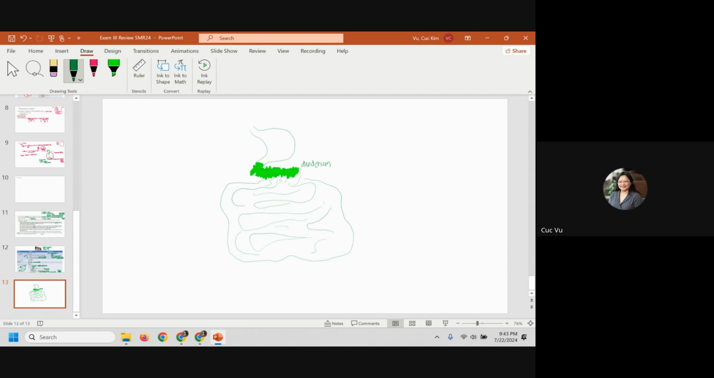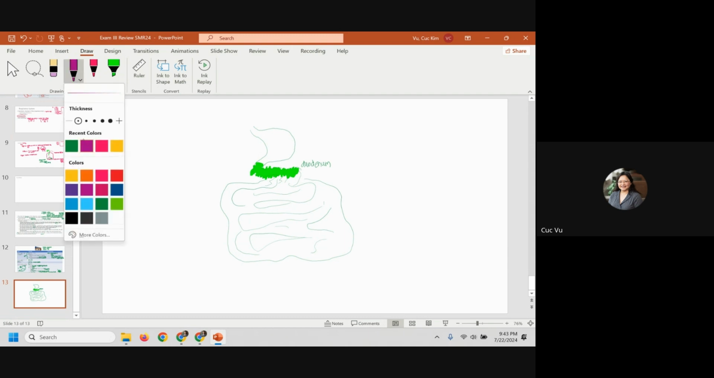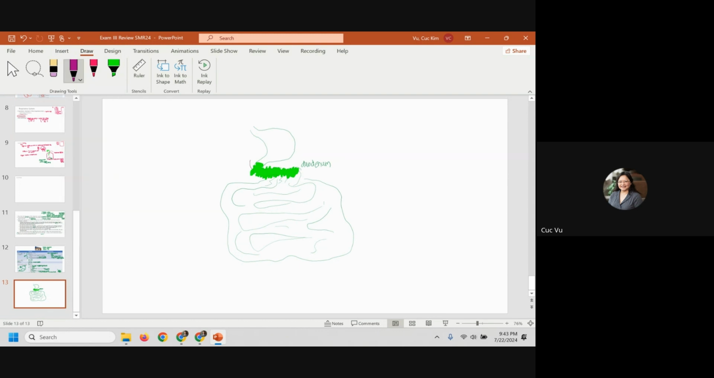Now, it turns out that I have a couple things being dumped into here. The one through here, through this organ, and also through here.